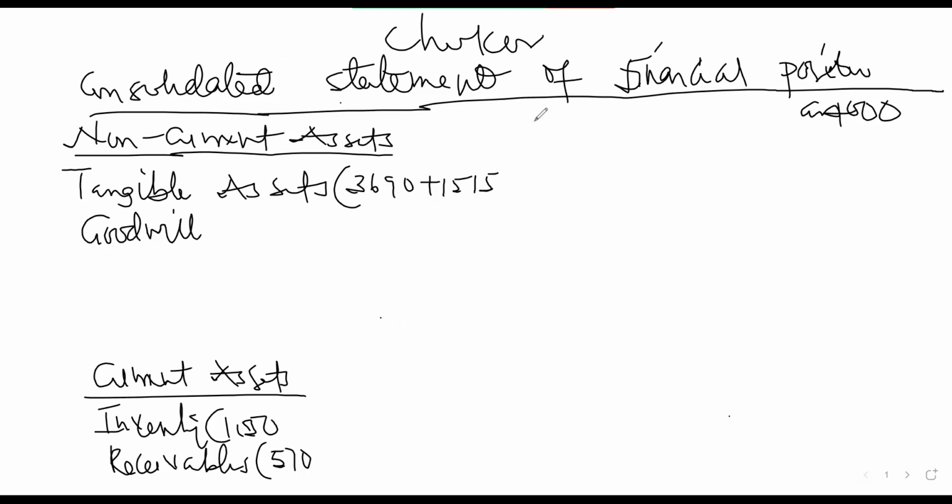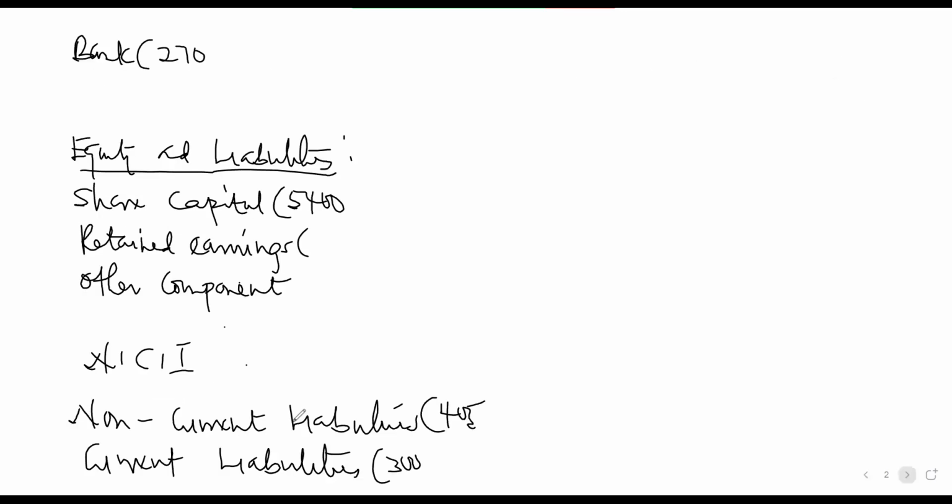1,515 million. Okay. Their inventory is what? 405. Okay. Their trade receivables is what? 315. Their bank is what? 150. Okay. So let's come to, you see that.